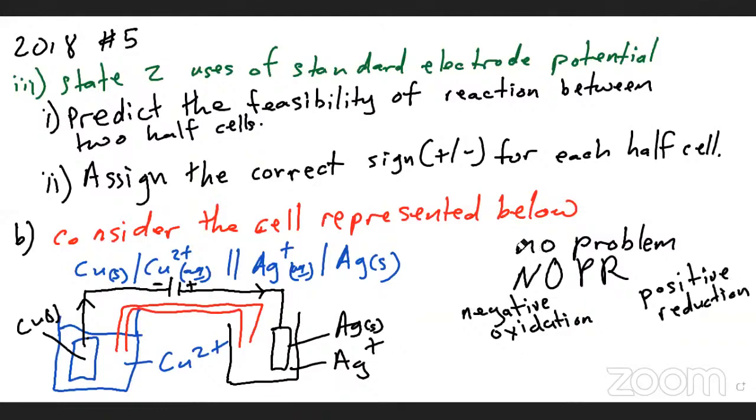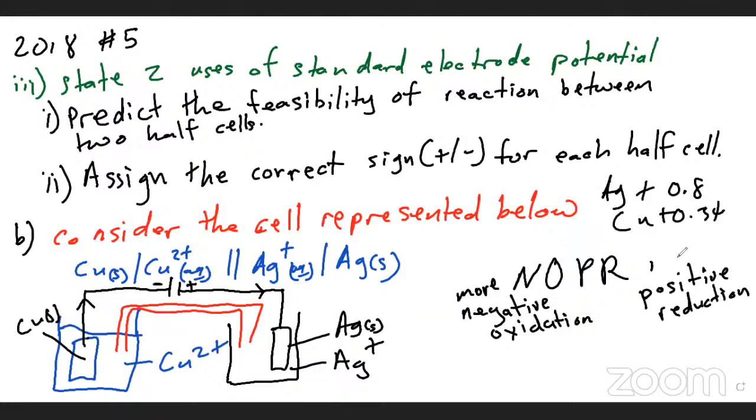Let's just use the NOPR. So if you look at it, let us just move quickly. Silver was positive 0.8, copper 0.34. I said more positive is reduction, which means silver is more positive. So that is why it is at the cathode, being the positive one. So if you want to use that one and remember it.